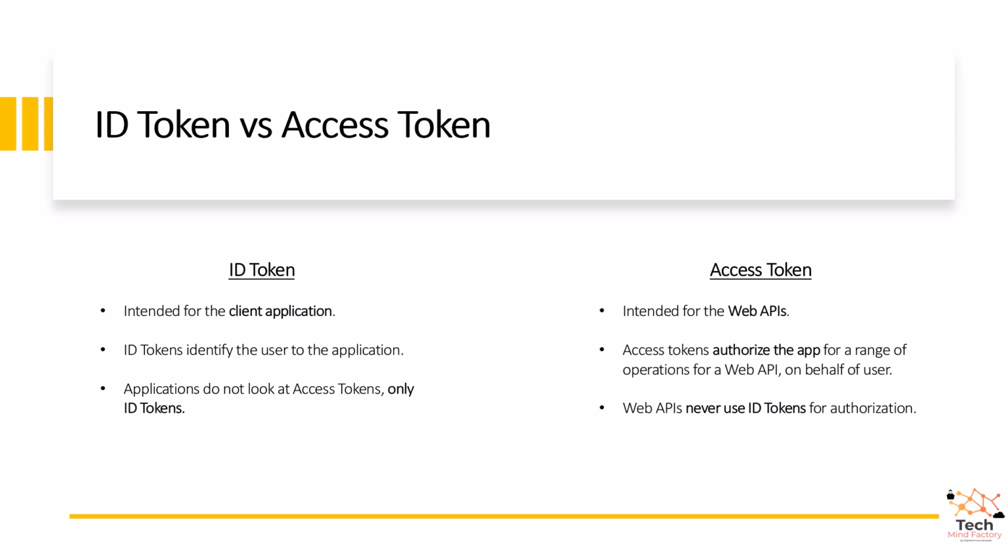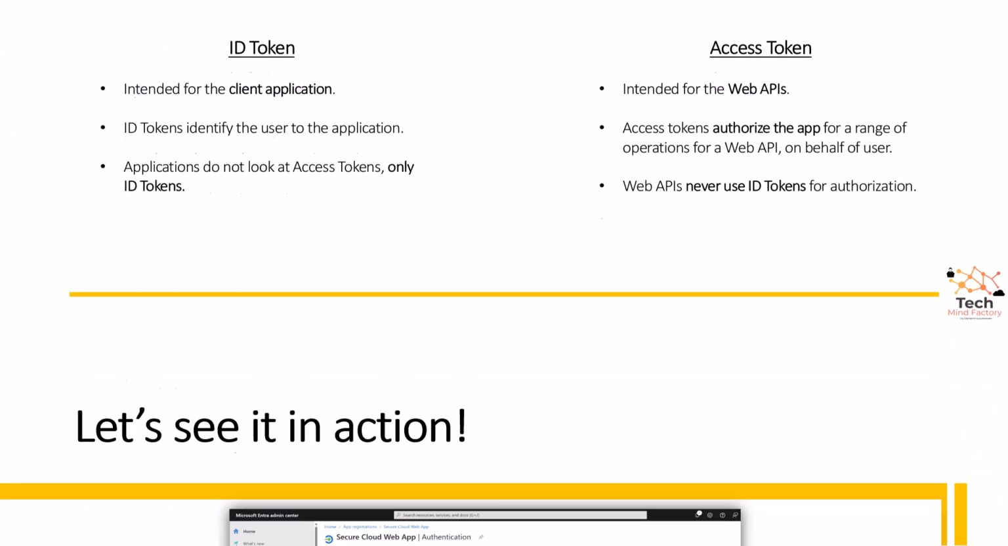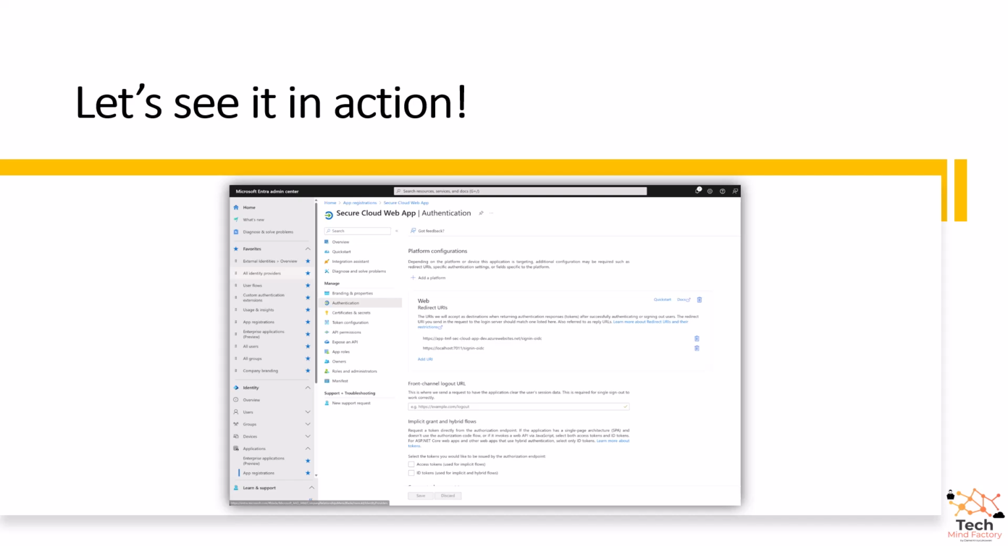I saw many situations where developers were using ID tokens against web APIs. That's wrong, guys. So every time you see an ID token used with a web API, you can be sure that there is something wrong with the implementation. So access token for web APIs, ID token for client applications. That's what you have to remember. Great, so now it's time to see it in action.